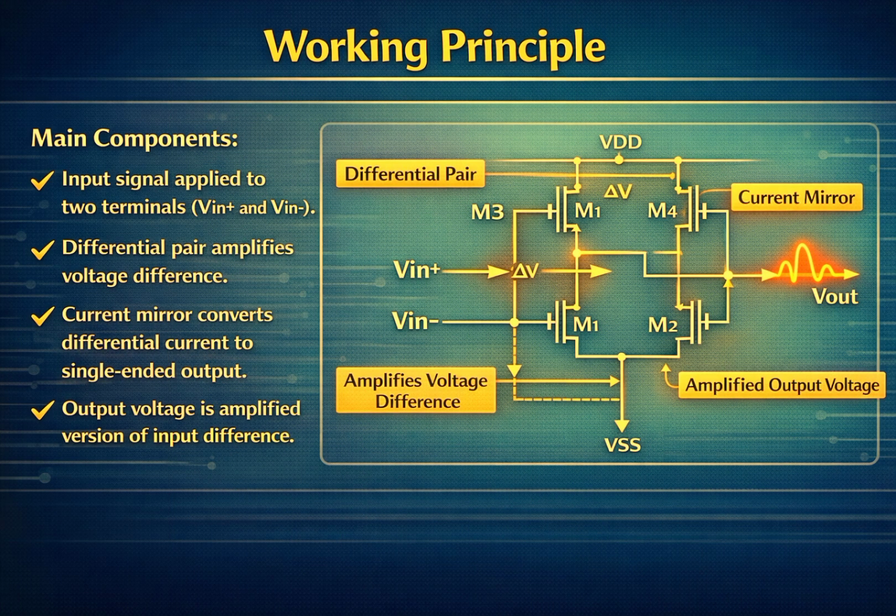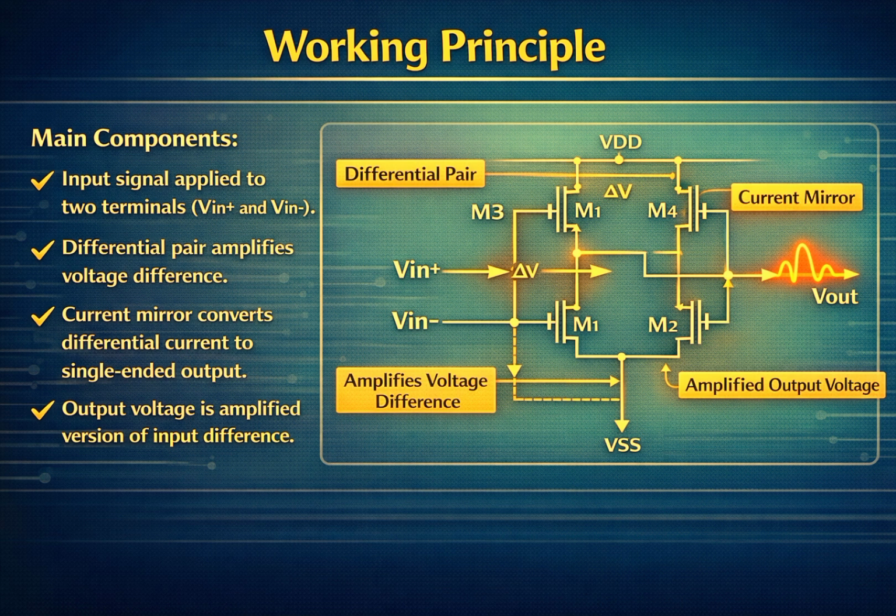Working principle. Now let's understand how it works. Step 1. Input signals are applied at Vin+ and Vin-. Step 2. If Vin+ is greater than Vin-, the MOSFET connected to Vin+ conducts more current. If Vin- is greater, the other MOSFET conducts more. Step 3. The difference in current flows through the current mirror load. Step 4. This differential current is converted into output voltage.